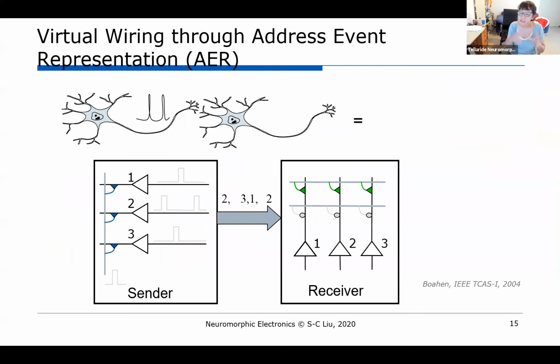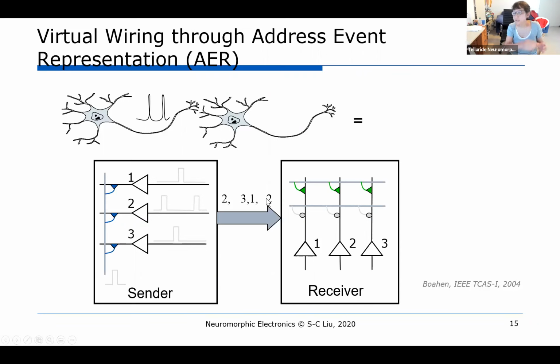Okay, so I kept on talking about AER. So what is AER? AER stands for Address Event Representation. The way that we do the wiring, because wiring is expensive, is that we do virtual wiring through AER. Each of these chips has neurons on the output, and what these neurons do is they will spike whenever that particular channel or neuron is active. These events or spikes are marked by their addresses, right? So in this case, you can see neuron number 2 spiked first, followed by neuron number 3 and 1 around the same time.